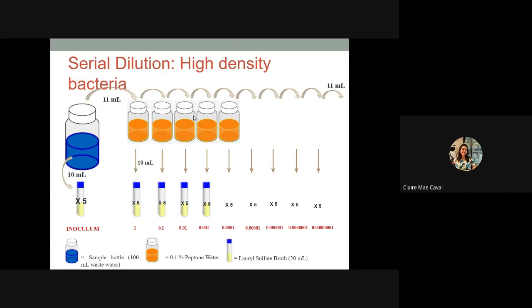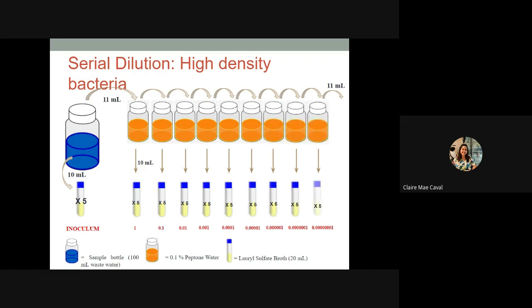And then the process goes on and on until we finish until the ninth peptone water. And that is your last dilution. So if you notice, nag-increase yung dilution, nagka-decrease yung amount of inoculum, that's the amount of bacteria. So from 1 to 0.1 until sa mas bumaba na yung concentration of bacteria. And this time, it can be easily enumerated already quantitatively. So again, this is for your wastewater and recreational water.